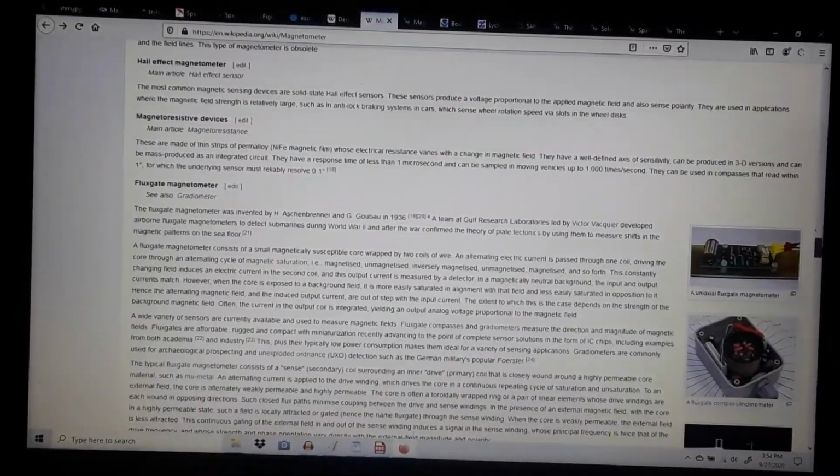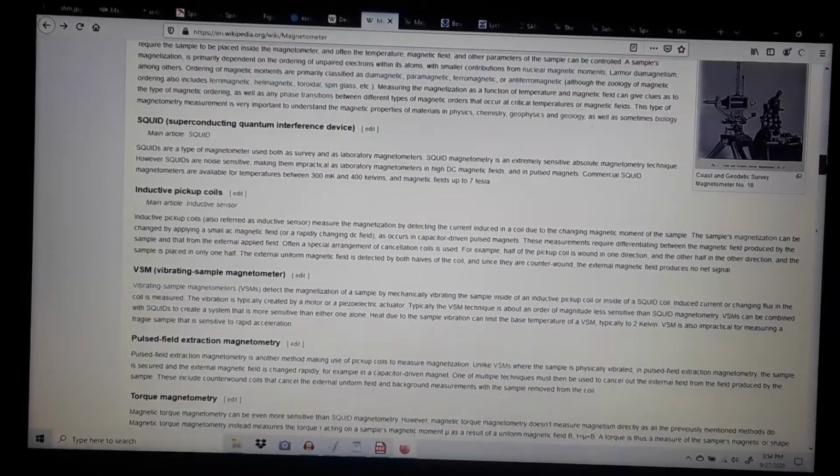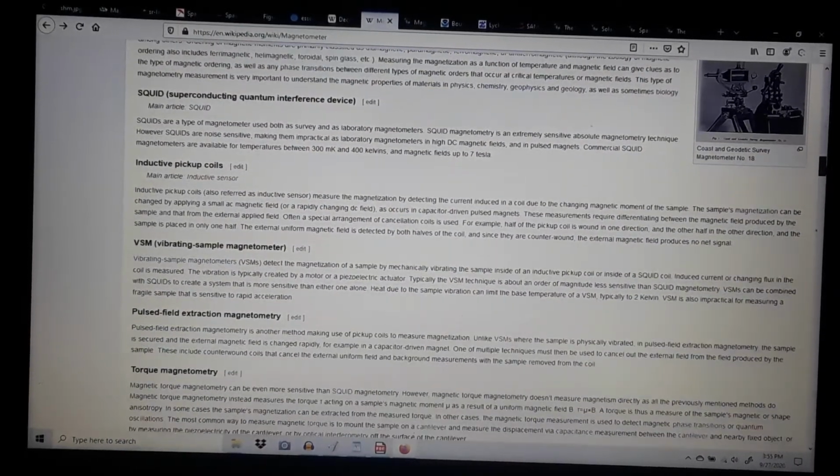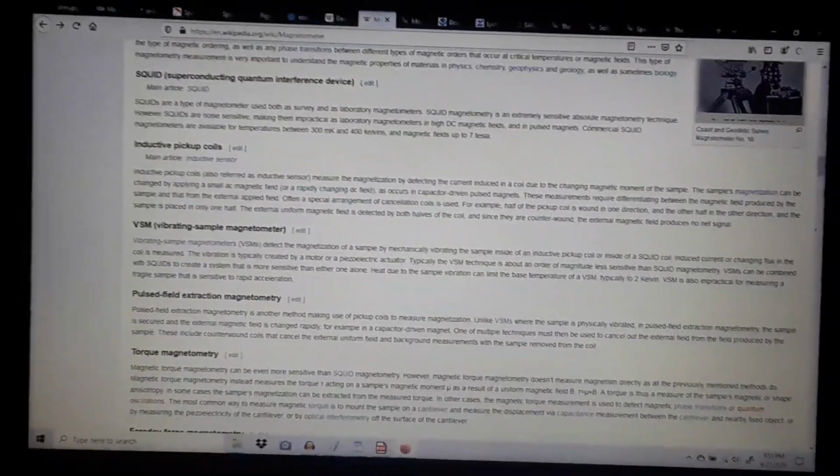The topic of this is magnetometers, but this is really an introduction to what the magnetometer is, what it does, and the different types. And I just want to say, this one here, the inductive pickup coil. Oh, sorry about that.